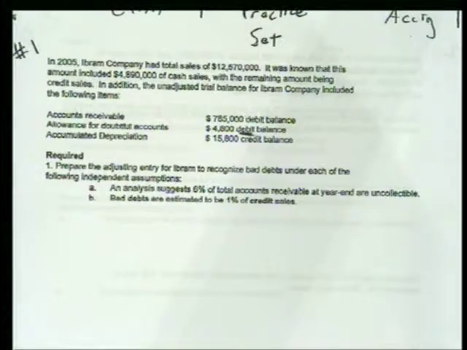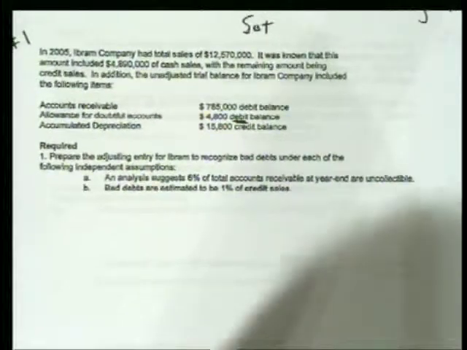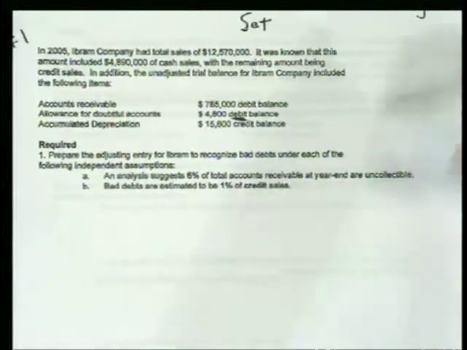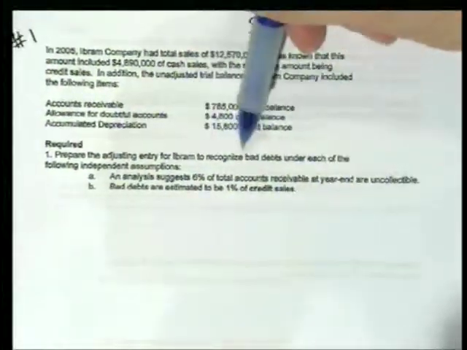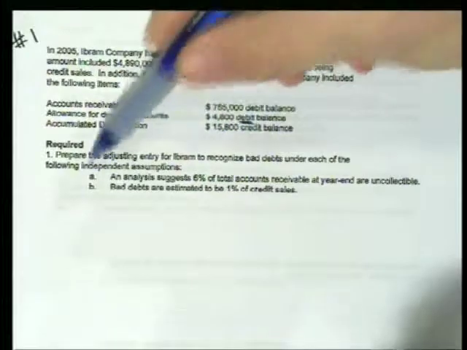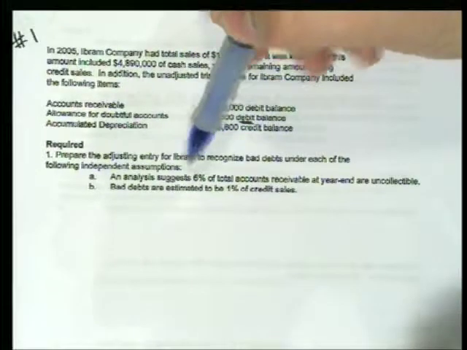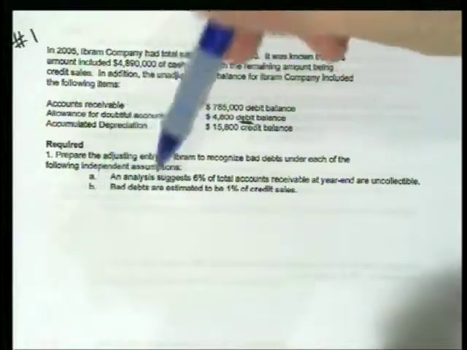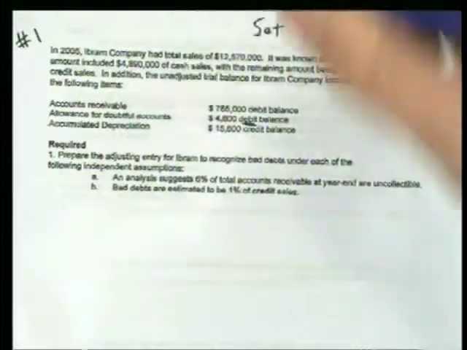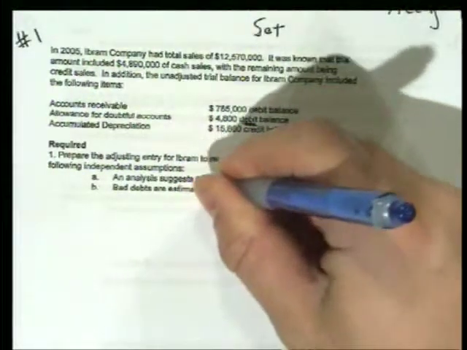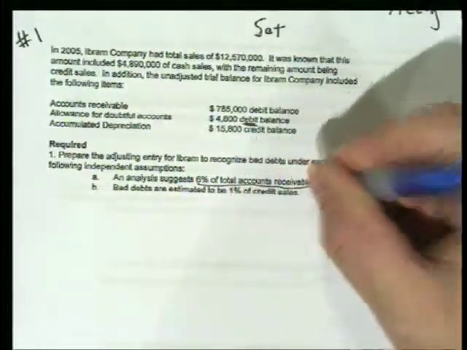Do we even need that amount, that accumulated depreciation? No. Every now and then I like to throw something in there, just so you'll know what we don't need as well as what we need. Prepare the adjusting entry for Ibram to recognize bad debts under each of the following independent assumptions. Okay, situation A, an analysis suggests 6% of total AR will be uncollectible.